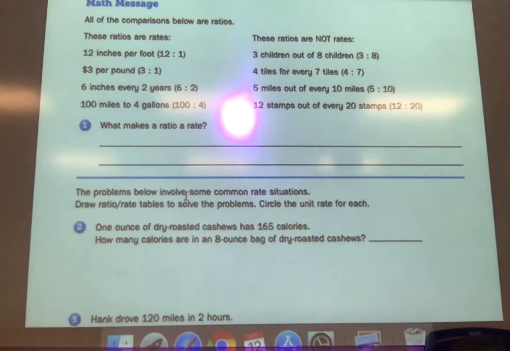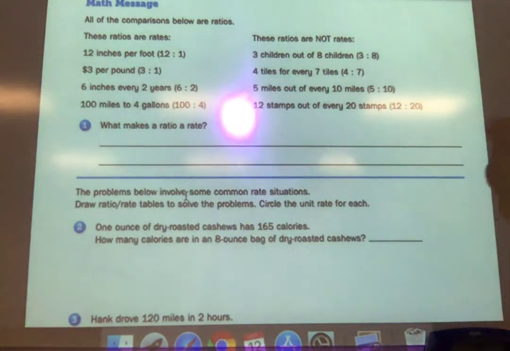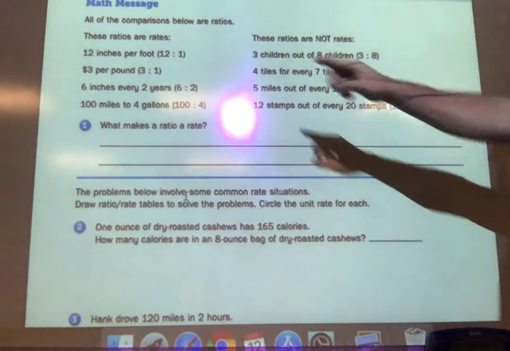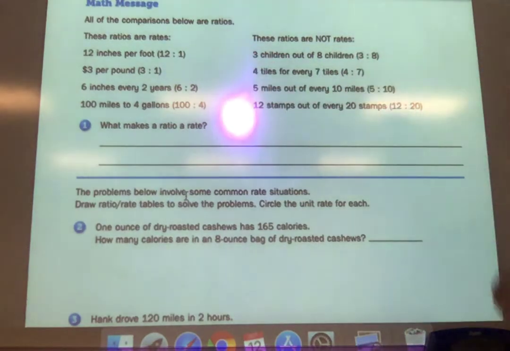All right, this morning we're going to continue with lesson 213 on using ratio rate tables. And our I can statement is to be able to solve some real world problems using these ratio rate tables. So up here on the math message, it says all the comparisons below are ratios. And the first one says these ratios are rates, and these ratios are not rates.